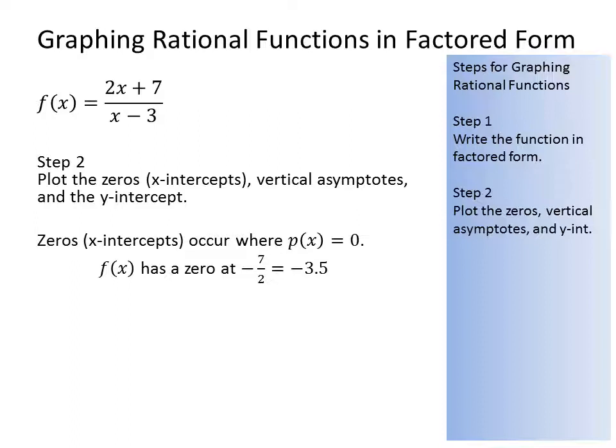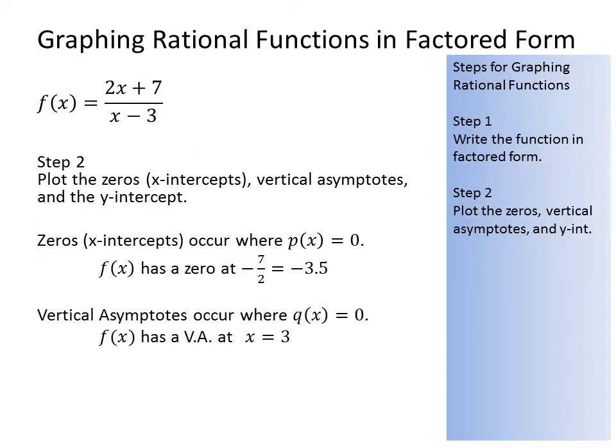In order to find the zeros, or the x-intercepts, we have to look at where p of x is equal to 0. That is, where the top polynomial is equal to 0. So taking 2x plus 7 and setting it equal to 0 and solving gives us that the x-intercept will happen at negative 3.5. In order to find the vertical asymptote, we do the same thing except with the bottom of the function. That is, we take the denominator and set it equal to 0 and solve. In this case, x minus 3 is equal to 0. Solving that, we get that there's a vertical asymptote at x equals 3.